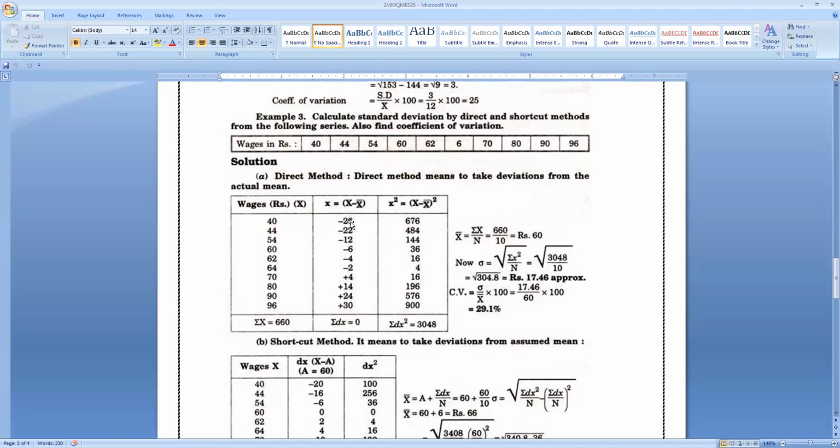Now we'll have to square the same. So here 26 square is 676, 22 square is 484, 12 square is 144, 6 square is 36, 4 square is 16, 2 square is 4, 4 square is 16.